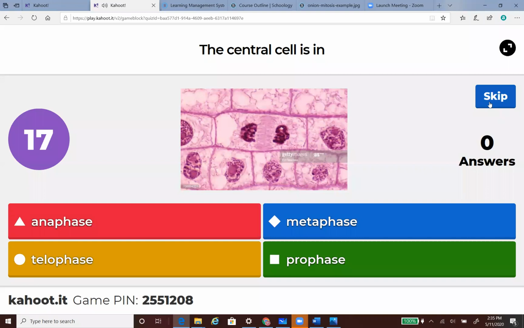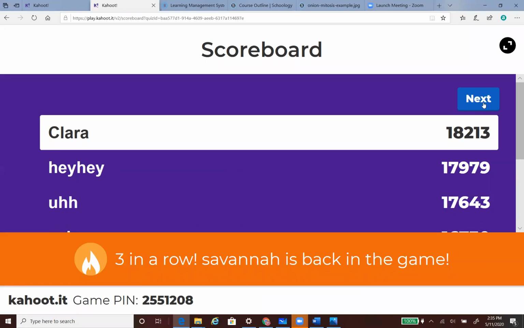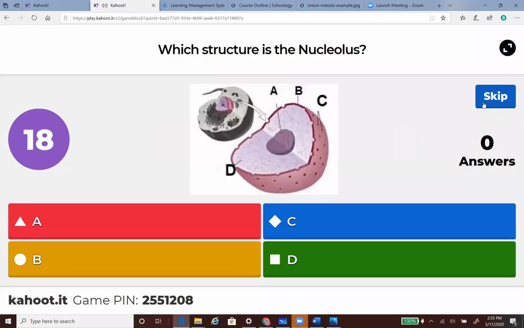Cell in the middle. Looks like there's a cell plate forming. Telophase, very good. You can see that cell plate form, which means it's at the end of mitosis. Next, question 20. Is it A, B, C, or D?